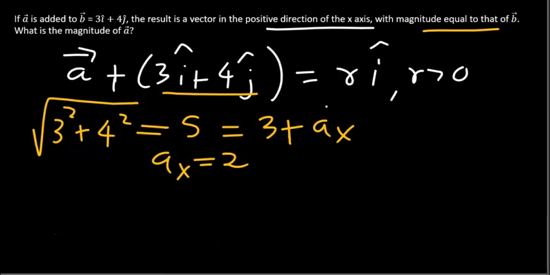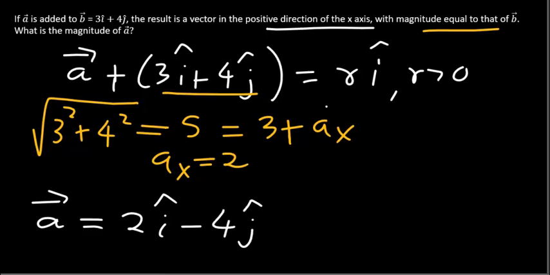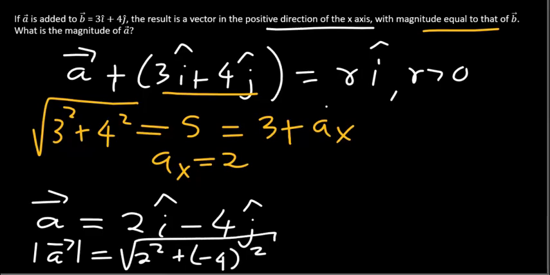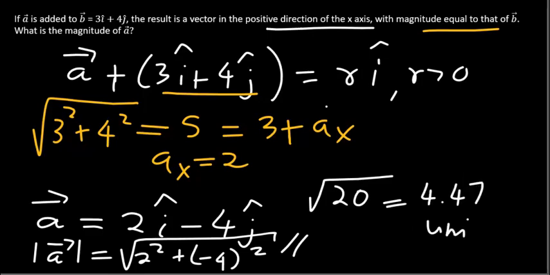So there we have it. Now we can write down the full expression for vector a. The x component is 2i hat. Remember, the y component is minus 4j hat, as we explained earlier. That means the magnitude of vector a is the square root of 2 squared plus minus 4 squared, which is the square root of 20, which turns out to be 4.47 units. So that is the answer.